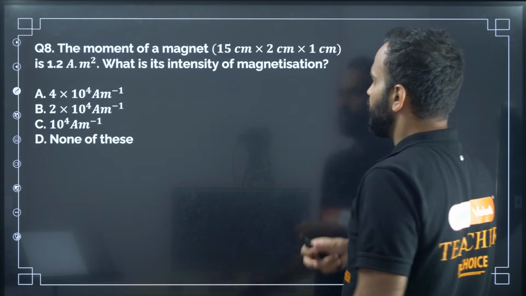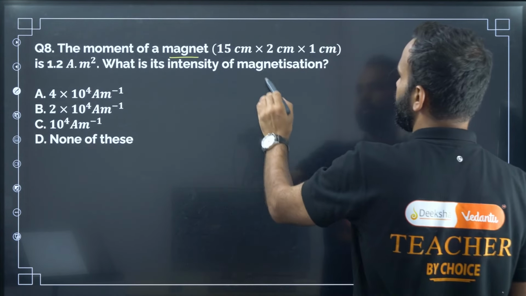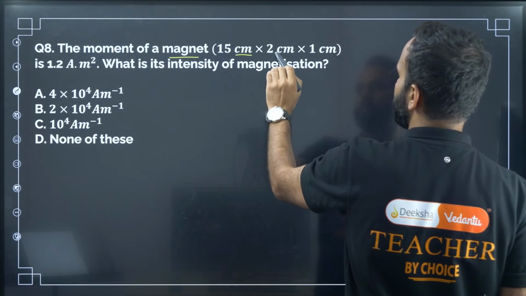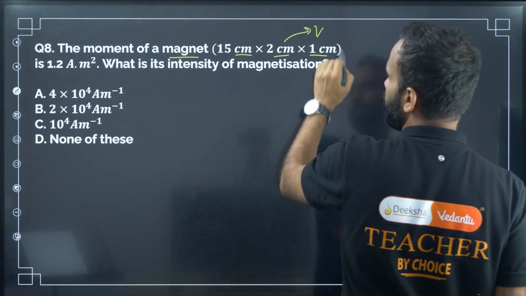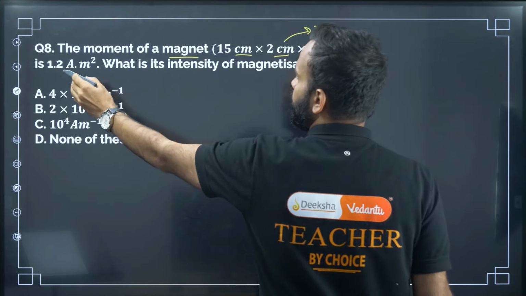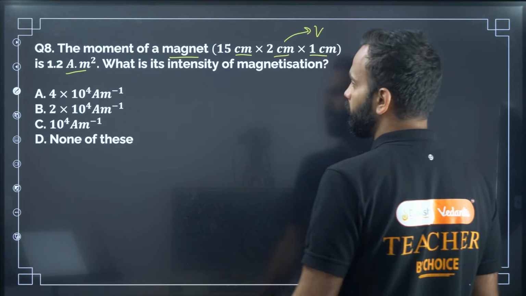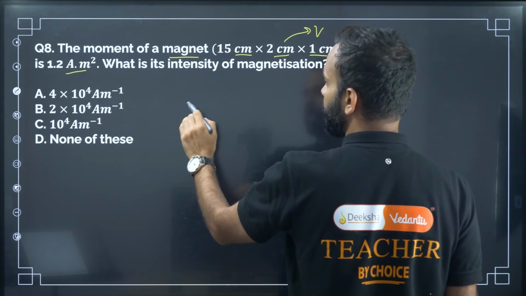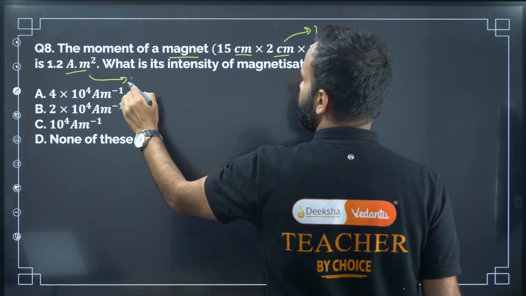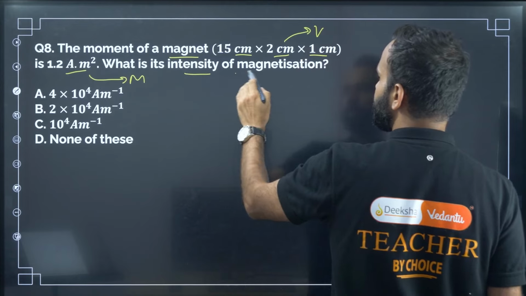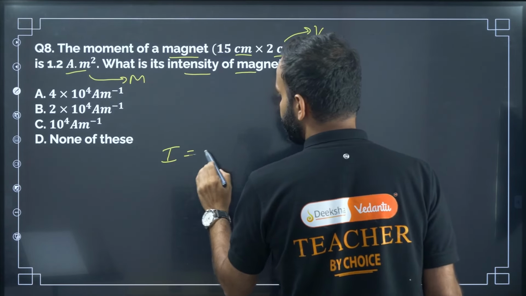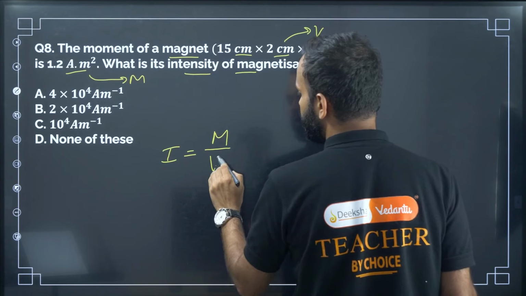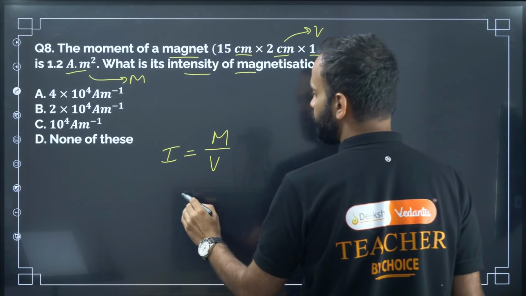Question number 8. The dimensions of the magnet are 15 centimeter cross 2 centimeter cross 1 centimeter. This is the volume. The magnetic moment of the magnet is M equal to 1.2 ampere meter square. What is the intensity of magnetization? Intensity of magnetization is magnetic moment per unit volume, or magnetic moment divided by volume.